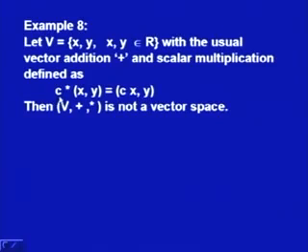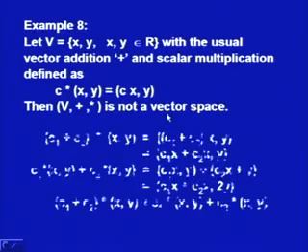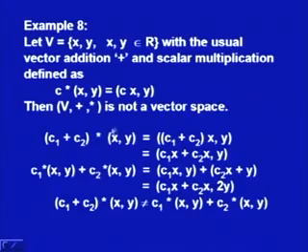See, earlier we were taking c star (x, y) as (cx, cy). Now I have changed the meaning of scalar multiplication here. It is c star (x, y) is simply (cx, y), and that means then V with plus and star is not a vector space. One can prove it very easily.